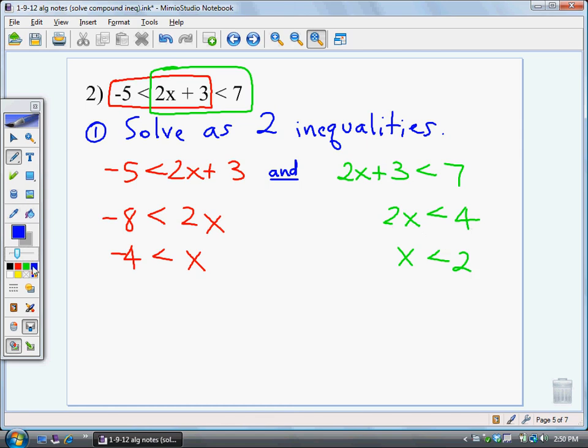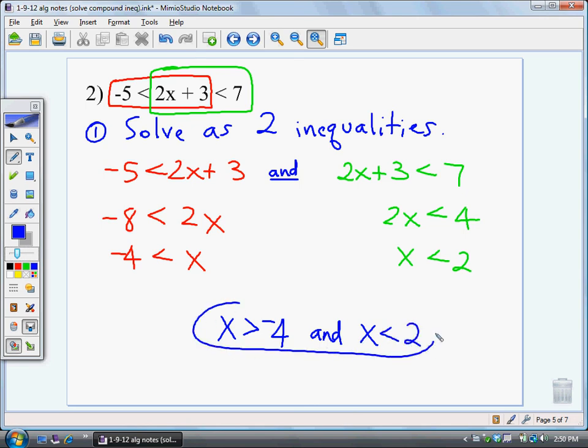And then your answer, which you would write with the word and in between, usually you would rewrite it with the x on the left side. X is greater than -4, and x is less than 2. And that would be one way to write it. If you chose to write it without the and, where you would put the x in the middle, you would have -4 is less than x, which is the same thing as x is greater than negative 4, and then you would put the less than 2 here, and that would be the same answer.